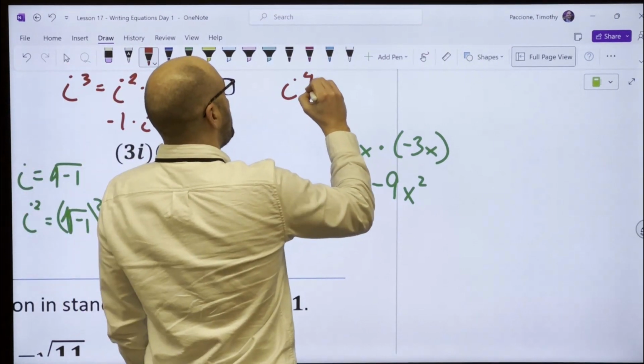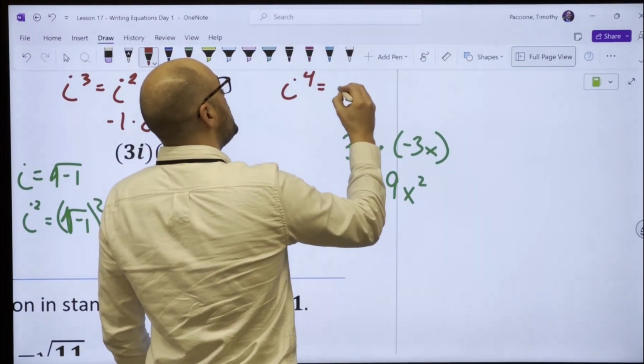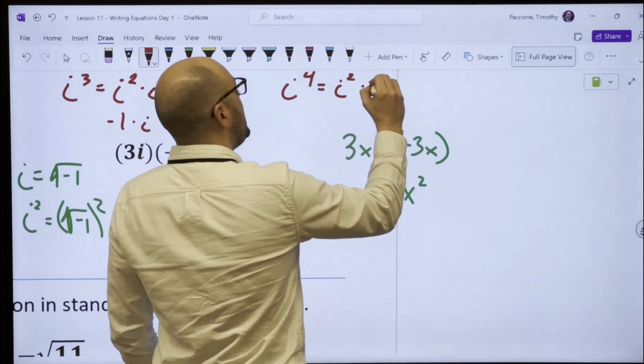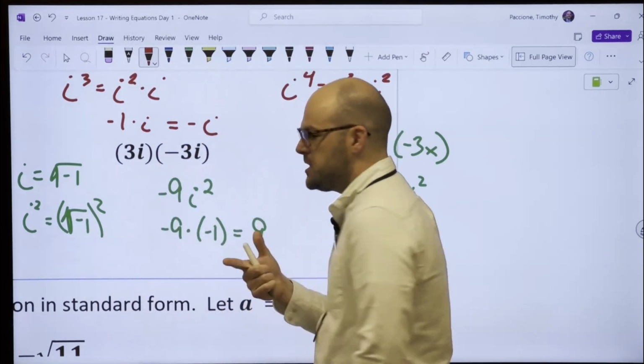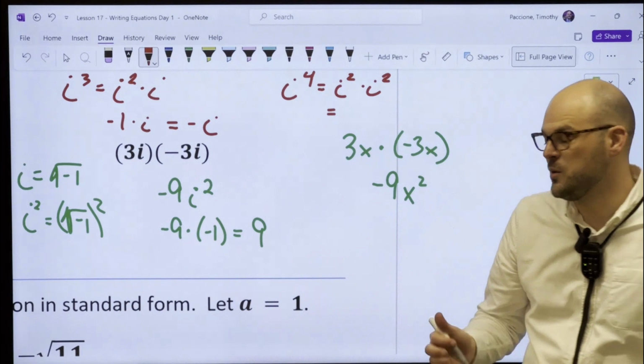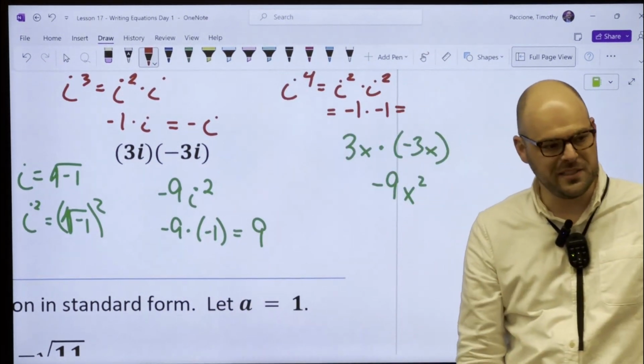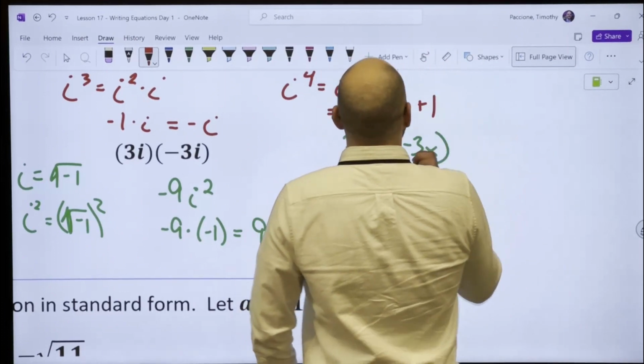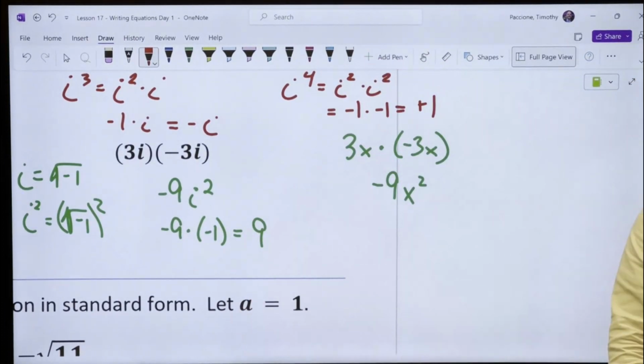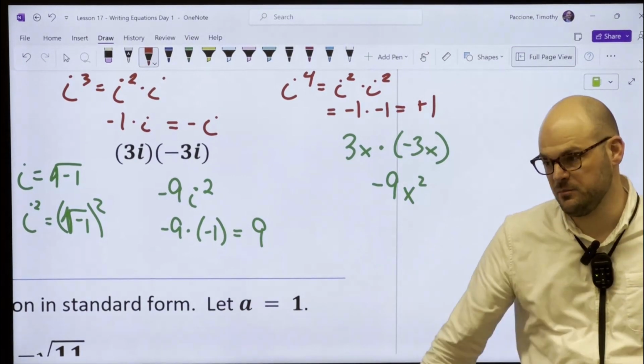i to the fourth, watch this. It's i squared times i squared. What do we just say i squared is? So it's negative 1 times negative 1, which is positive 1, right? What do you think happens at i to the fifth? It flips right back to i.